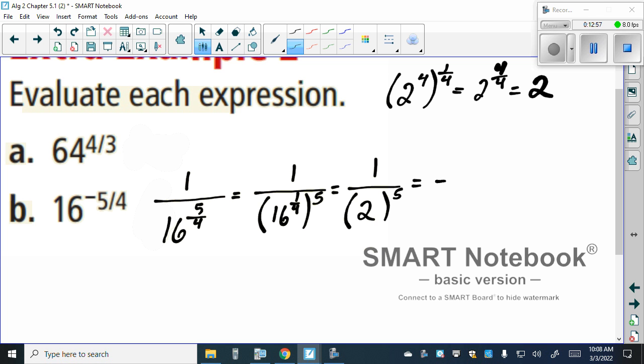Well, 2 to the 5th is 1/32. And again, we could have plugged that into the calculator and gotten to the same answer. But again, I want to do this stepped out so that we can see how this property works, why it works this way. Any other questions on this here?